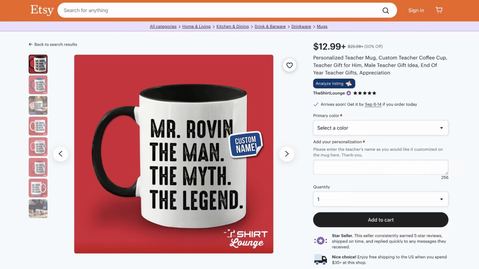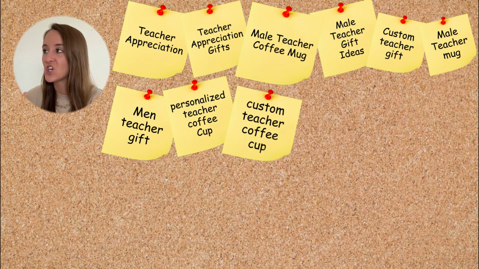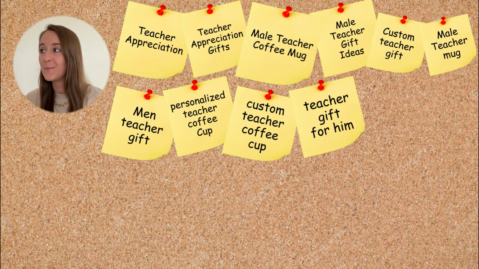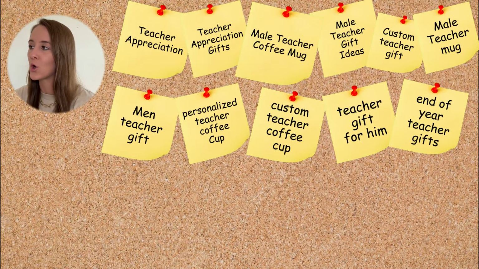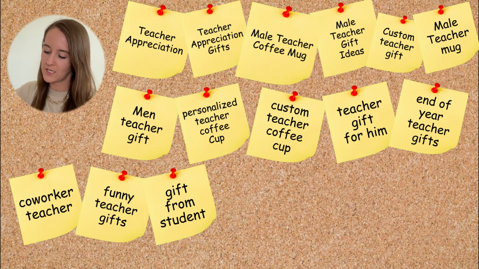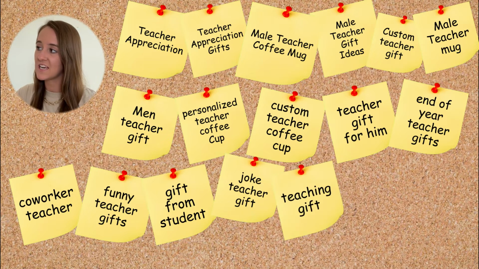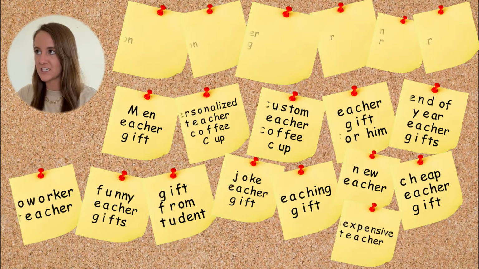The next listing I found is this one, and it has some great keywords I want to add to my list. What I'm gonna write down is personalized teacher mug, custom teacher coffee cup, teacher gift for him, and end of year teacher gifts. I really like that one. Scrolling down to take a look at the related searches, I'm going to write down coworker teacher, funny teacher gift, gift from student, joke teacher gift, teaching gift, new teacher, cheap teacher gift, and inexpensive teacher. Perfect. So I have filled 2 post-it notes of keyword phrases that I can utilize in my SEO.